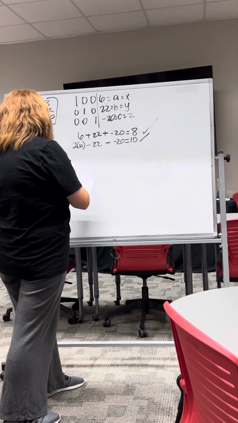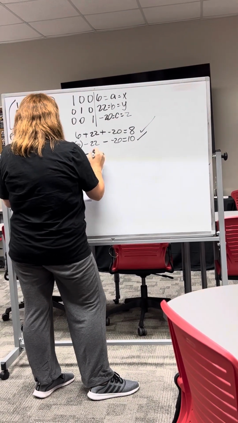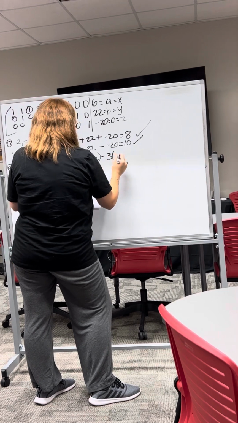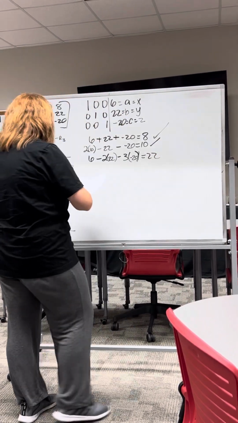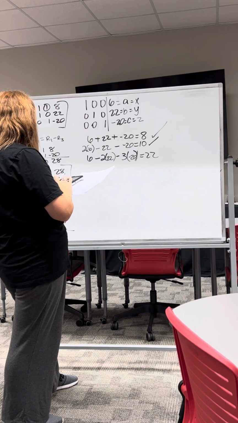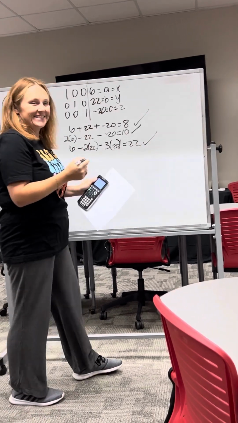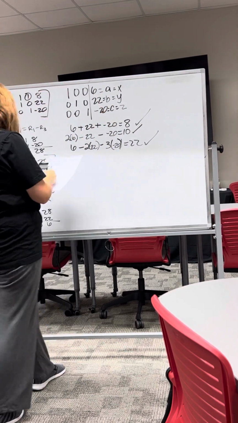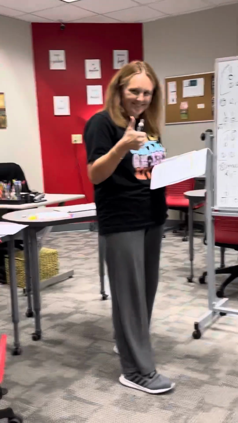And now we're going to work on the third equation, which is X is 6 minus 2Y, which is 22, minus 3 times Z, negative 20, equals 22. Let's work that out. 6 minus 2 times 22 minus 3 times negative 20 equals 22. That is correct. A is equal to X, which is equal to 6. Good job.